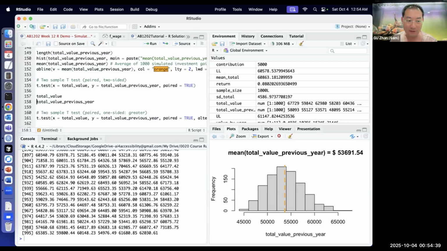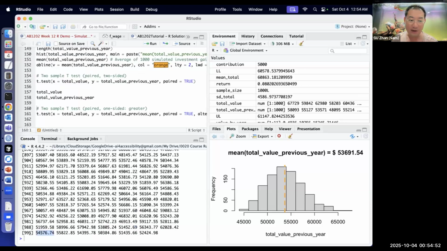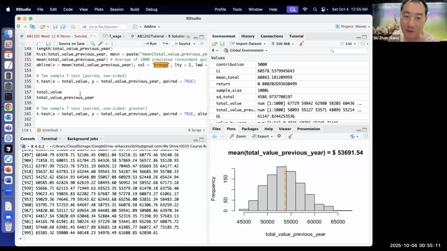So total value have, let's look at the last row now. Then for the 995 total value, it has a corresponding previous year value of 54576. So they are one-to-one mapping. Okay. The 995's previous year will not match to the total value of another year. So it will always match to the 995. That's why it's called paired. So for this example, we're using a paired t-test.